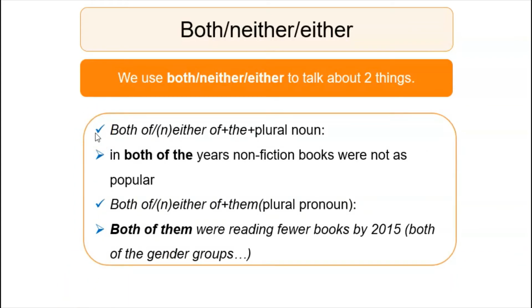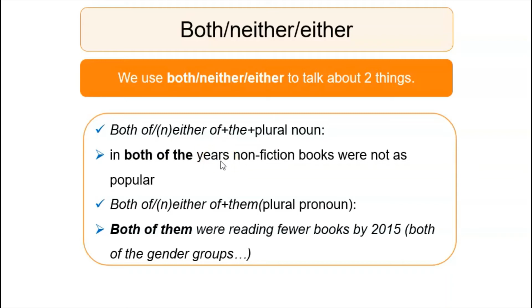Okay, now, another form we have here is with "of", right? So it's both of, or either or neither of, plus the, plus a plural noun. For example, in both of the years, that's your plural noun, non-fiction books were not as popular.